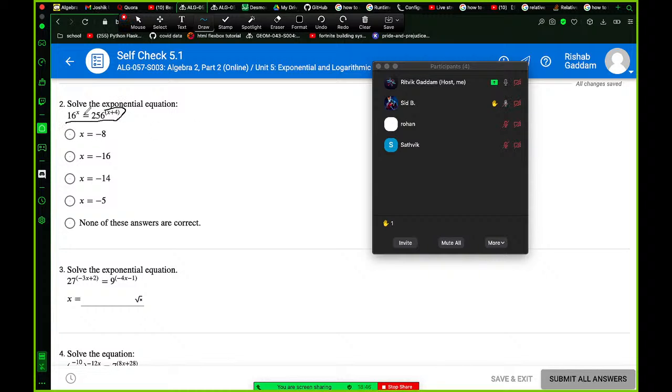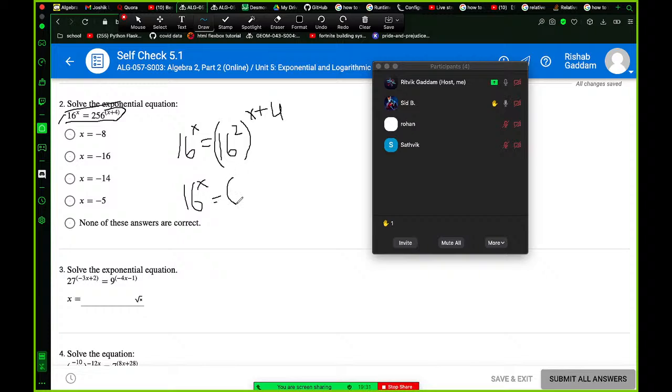Okay, solve the exponential equation. 16x equals 256 x plus 4. So, this is a pretty hard equation. Wait, so think the power of 256? Yeah. Okay, if I knew that, that'd be way easier. So 16x has to be equal to that.